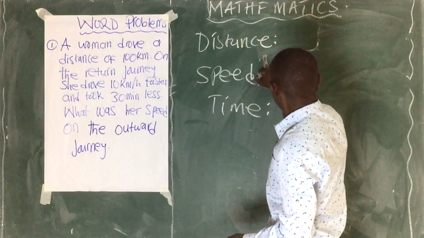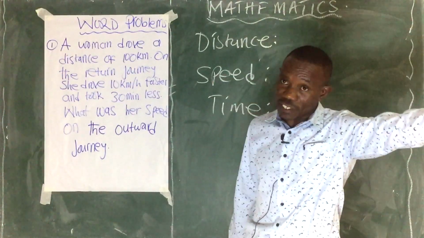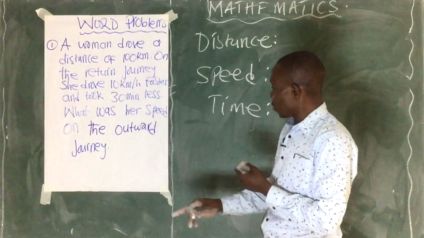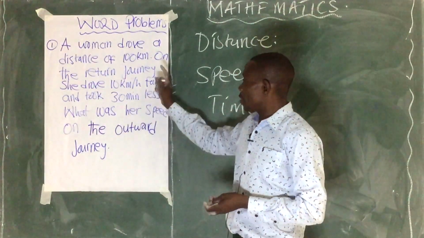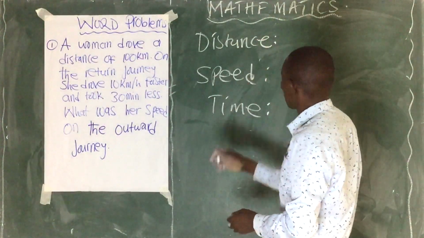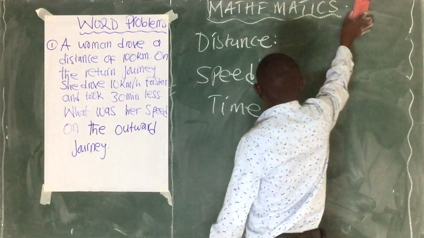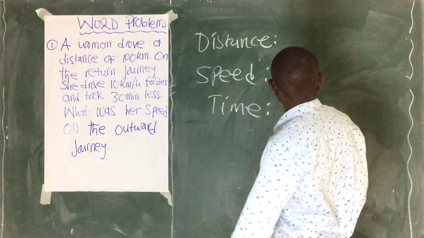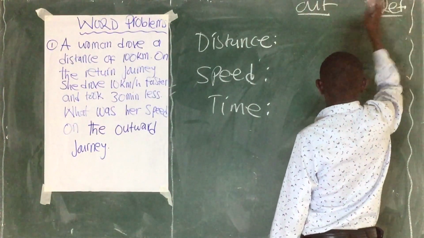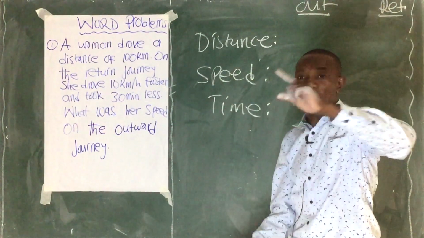If you talk of distance, the distance in this case is covered in two folds. One is for the outward journey, and second, it is for the return journey. If you read the question, it talks of the outward and also the return. It means she went out and she came back. So whatever I write about the distance, I have to consider two situations. Let me first remove the previous mathematics in order to have more space. I will talk of the outward journey and also the return journey.